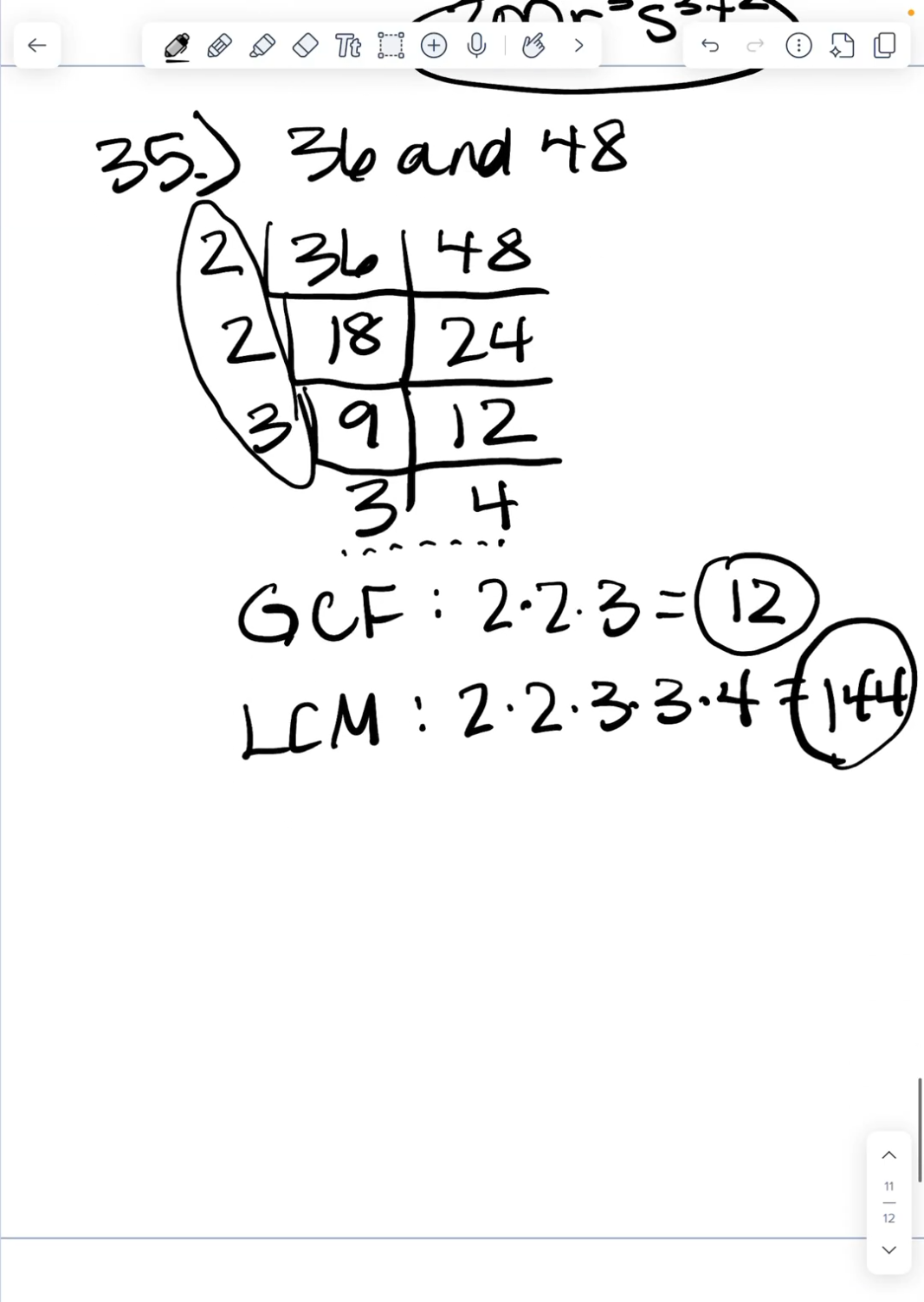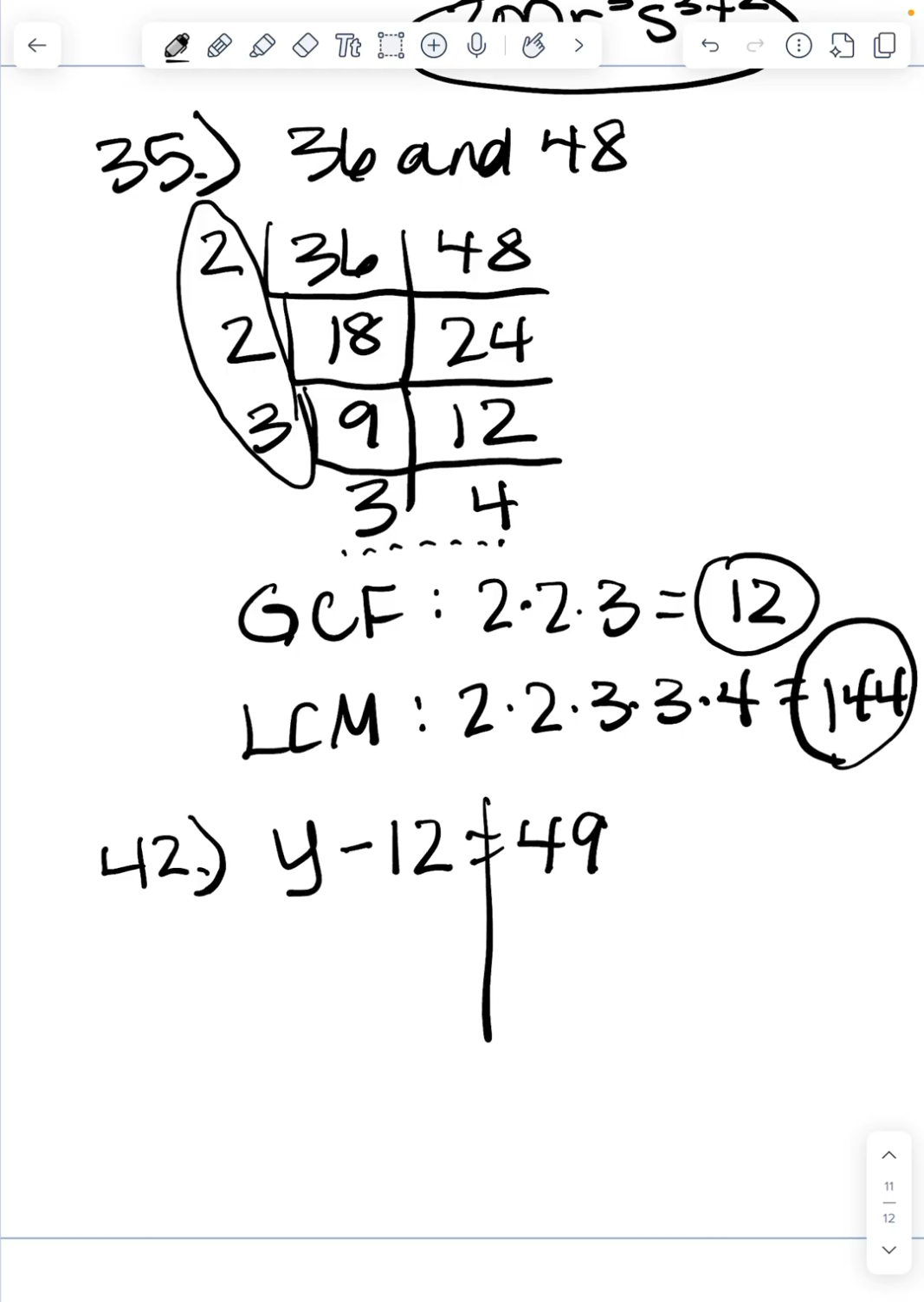Number 42 through 51. Solve each equation or inequality. y minus 12 equals 49. I'm going to find my equal sign. Find my variable. The y, right now we are subtracting 12 from it. So we need to isolate the y by adding 12 on both sides. That gives me y equals 61.